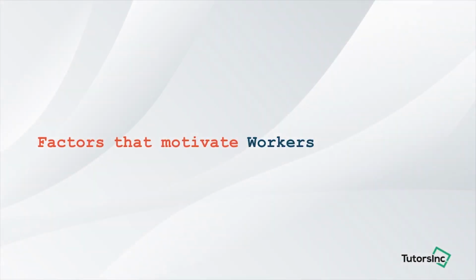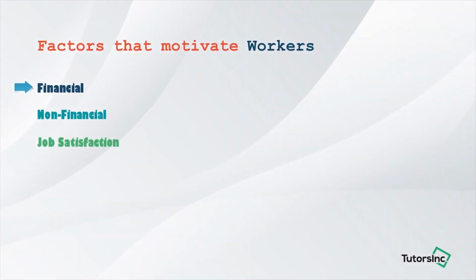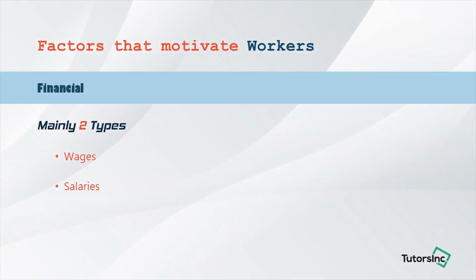There are mainly three ways to motivate workers. First is financial factors, second is non-financial factors, and finally we have job satisfaction. Starting off with financial factors. There are mainly two types of financial factors that motivate workers, which are wages and salaries respectively.